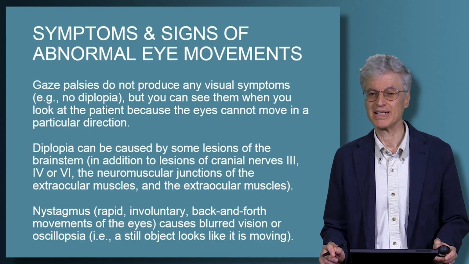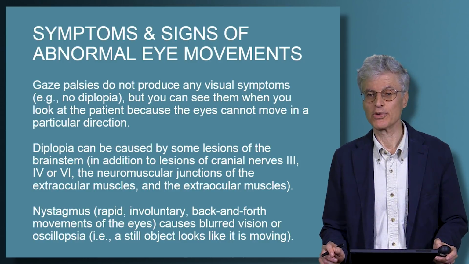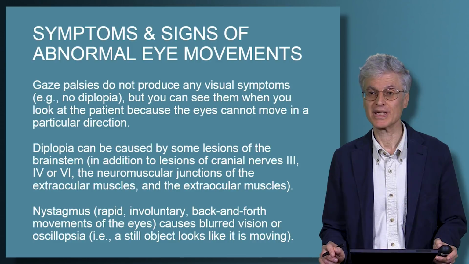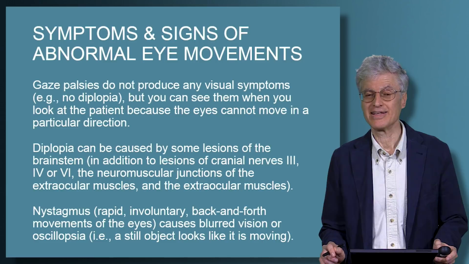Diplopia can be caused by some lesions of the brainstem, as we'll see, and also by lesions of the third, fourth, and sixth cranial nerves, the neuromuscular junctions of the extraocular muscles, and the extraocular muscles themselves. As well, there can be nystagmus, rapid involuntary back and forth movements of the eyes causing blurred vision or oscillopsia, in which a still object looks as if it is moving.